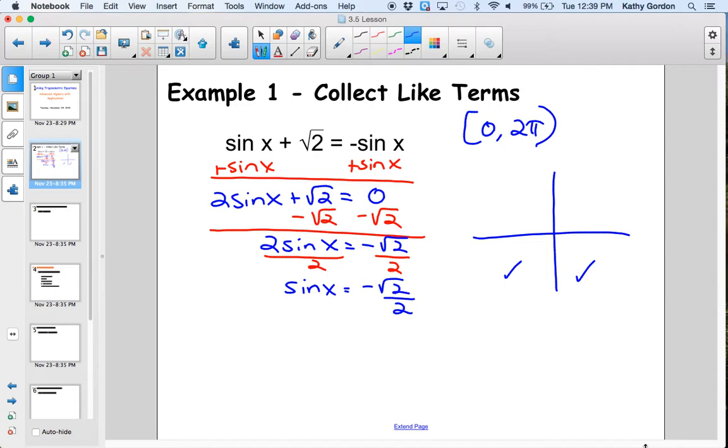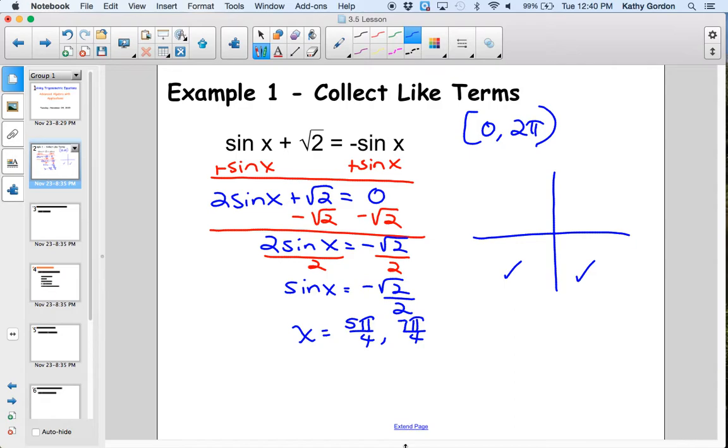So if pi over 4 is my reference angle, then what are the related angles in the third and the fourth quadrant? What's the corresponding angle in the third quadrant if I have a pi over 4 reference? Five pi over 4. And what's the corresponding angle in the fourth quadrant if I'm using a pi over 4 reference? 7 pi over 4.